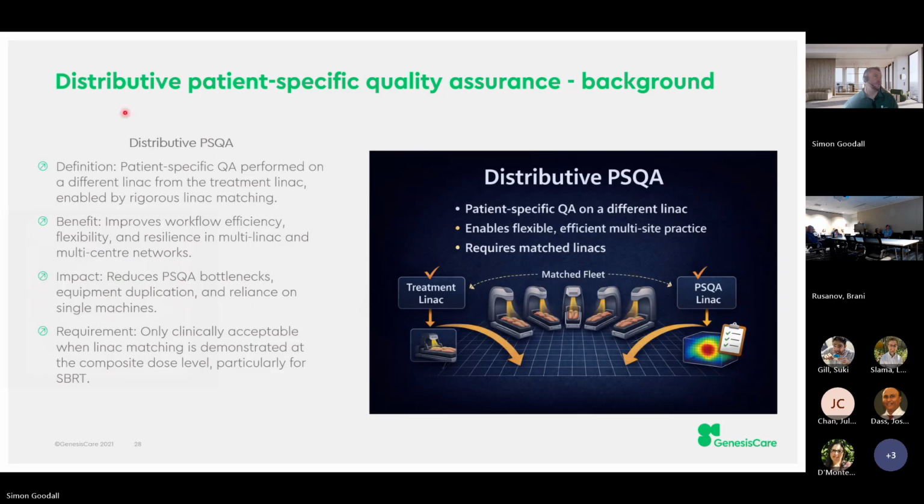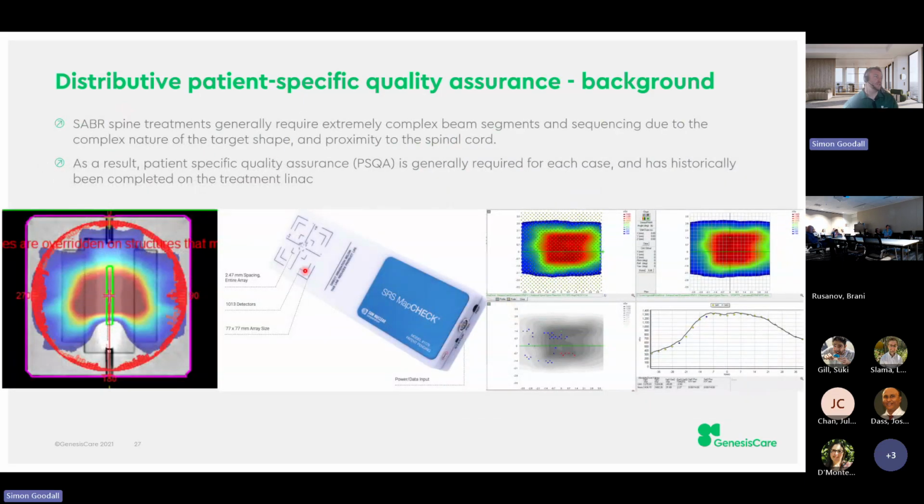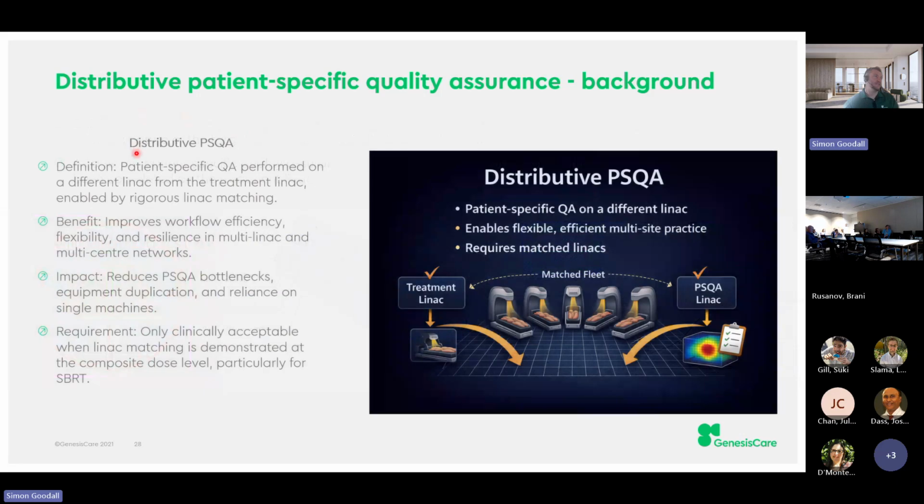Now, we've always measured these, and we'll normally measure this on the machine that we expect the patient to get treated on, because we're trying to confirm that the treatment machine is delivering the dose that we expect from the TPS. What we did investigate here is a distributive patient-specific QA model. This is a situation where you might have a range of linacs that are all matched to a single treatment beam model. In theory, all of these machines deliver the exact same dose in the exact same time because they're held to the same tolerances and the same baseline values.